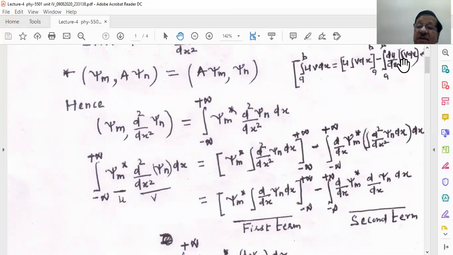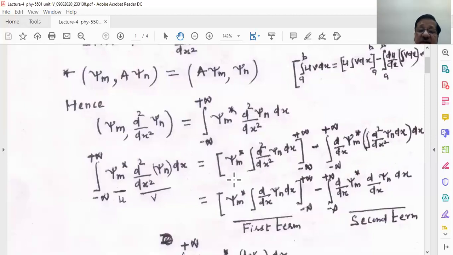Then integration v dx, this is v dx, your v is here, d square by dx square psi, so that I'm keeping here. And this entire expression is the integrand, and it is integrated with respect to x. So please try to understand, this is solved with the help of the law of integration by parts.